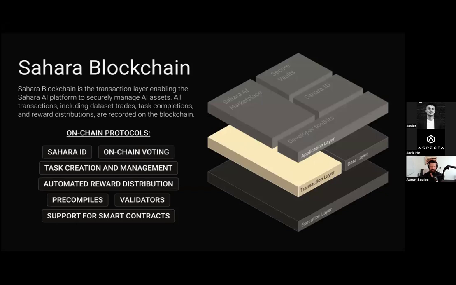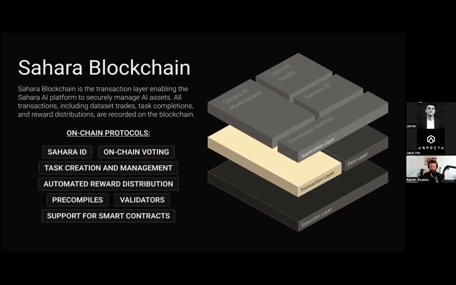So let's look at the chain side of this in a little bit more detail. I can't today offer too many specifics because some of this is still under wraps. You're going to have to stay tuned for more soon. But what we are using our blockchain for is as a platform where we're going to manage all the AI assets, all the transactions, all the trades, all the training and task completions. This is where we're going to reward everyone for their contributions.